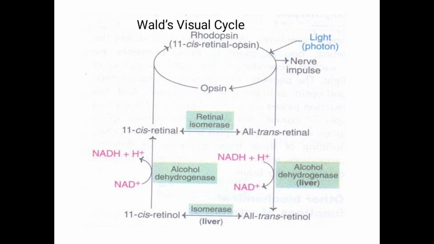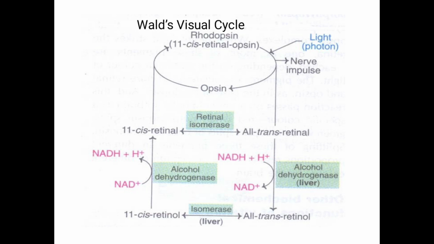You have already seen this cycle, so I don't want to repeat it. 11-cis retinal plus opsin is actually rhodopsin, a conjugated protein. When light falls, it is converted to opsin and all-trans retinal. All-trans retinal changes into 11-cis retinal in the presence of retinal isomerase. 11-cis retinal plus opsin is again converted back to rhodopsin.